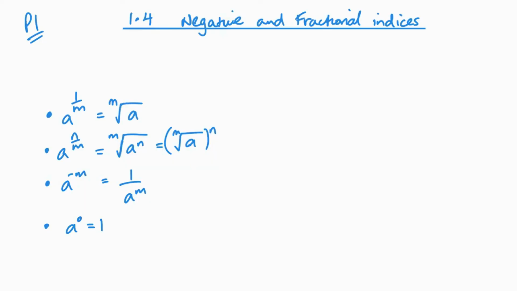Welcome back to P1. Today we're going to be looking at Unit 1.4, negative and fractional indices. I've put the rules that we're going to be looking at today, the 4 rules, down the side. I think they're quite self-explanatory. Let's get into a couple of examples.